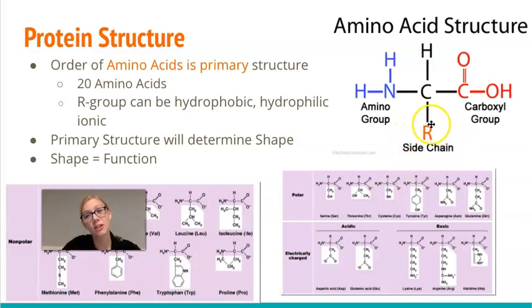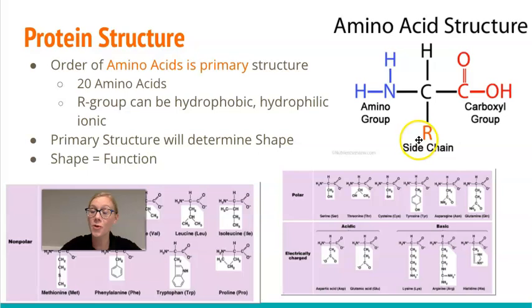And then they have something called an R group or a side chain. This is the part that changes. It can be hydrophobic, doesn't like water, hydrophilic, does like water, and it can also be charged. Depending on this R group, that will help determine how that protein eventually folds together and has its shape. And again, shape is going to determine function, how it's put together. That primary structure will help determine how it folds and builds its structure.